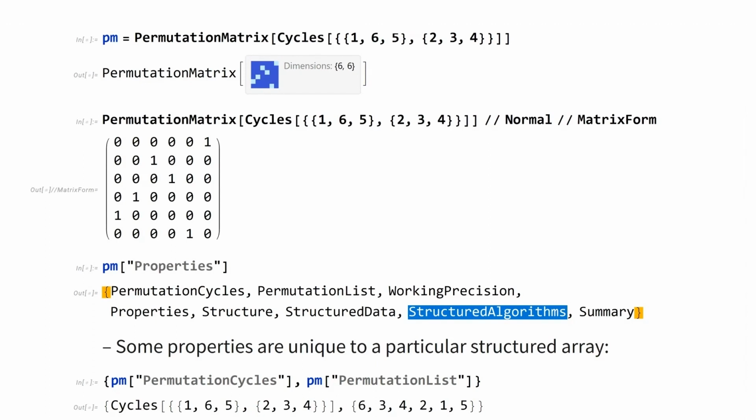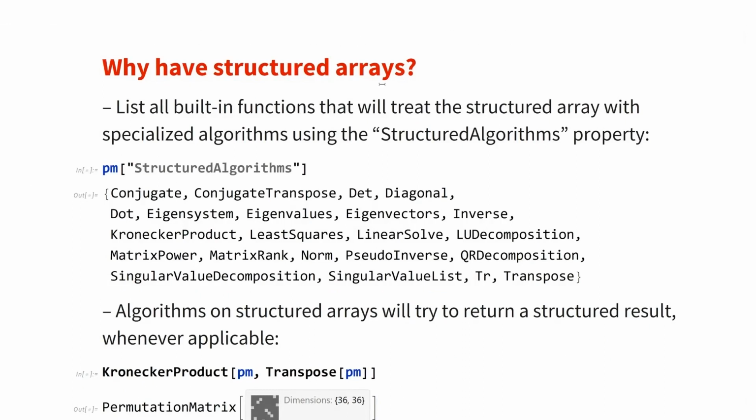You've got better storage, better algorithms, more knowledge about the matrix at any time when you query it. So the point here is that we also have this property, which you saw implicitly: the property of structural algorithms. If you take a particular structured matrix and try the property, it will tell you which functions it is optimized for.